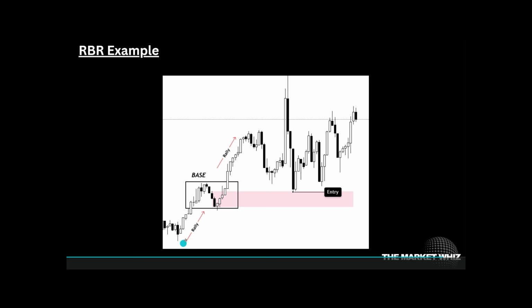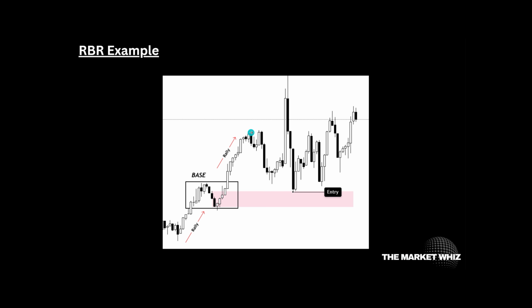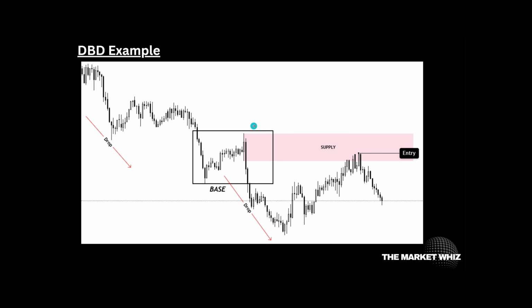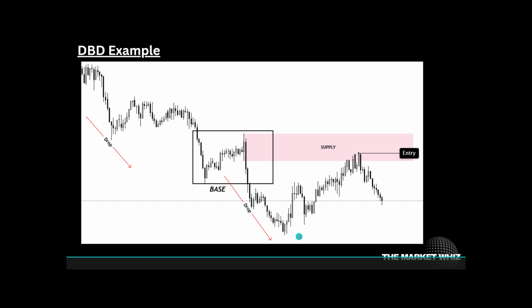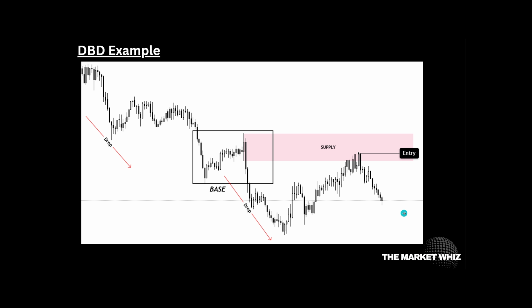What do we have? Right, we have the rally, a base that caused the break of structure, and then a rally. What did price then do? Price came back in exactly, and look how precise it is as well, right? Price taps straight into that demand and rallies off. Okay, now let's look at a DBD. So this is a drop, base, drop. Again, price drops, a base causing a break of structure, telling us selling pressure, and then another drop. What does price do? Retraces, taps straight into this zone, and starts to sell off.